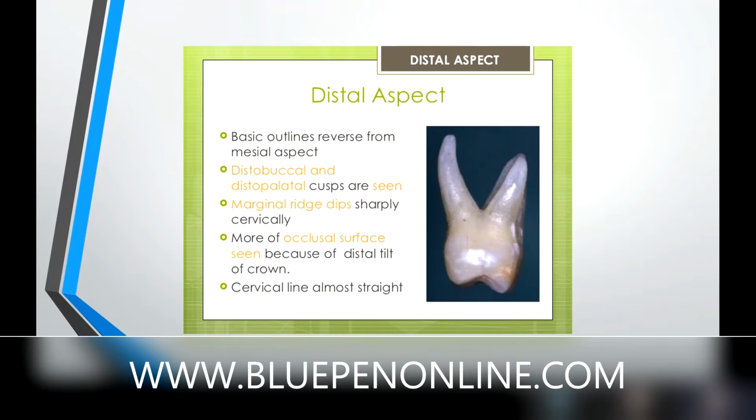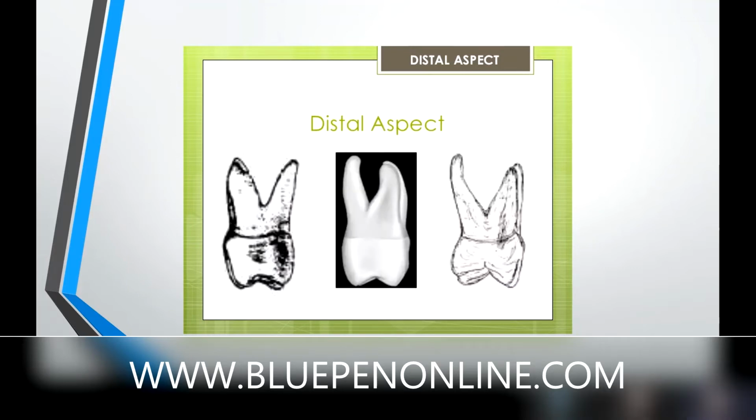Coming to the distal aspect, you can see distobuccal and distopalatal cusps. You can see again the distal marginal ridge. And you can see the contact is in the occlusal third. Then the cervical line is straight. This is about distal. So now all the 4 aspects I've made clear.